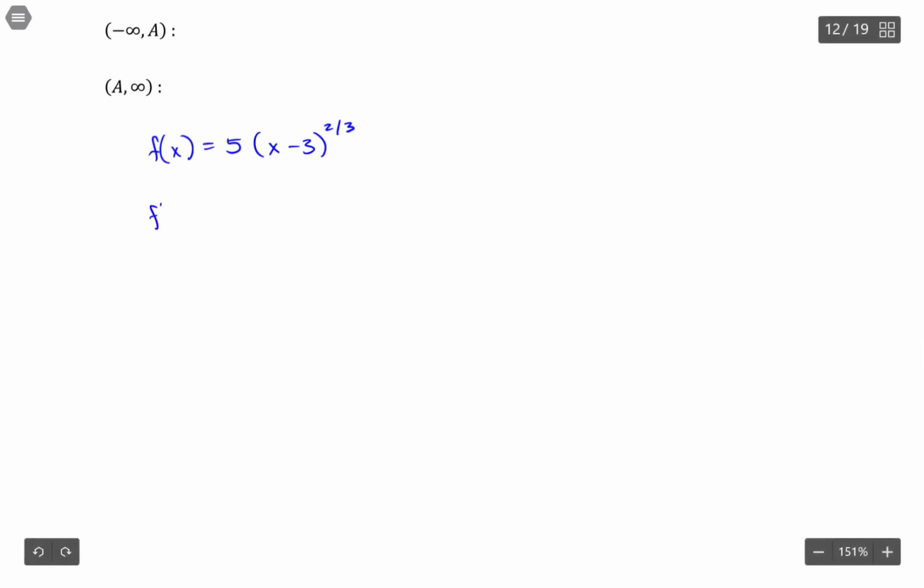Okay, so the first derivative here. Looks like I'm going to need the general power rule, which says I can bring the exponent down, leave the inside part of the function alone, and subtract 1 from the exponent. Then multiply by the derivative of the inside part. So it looks like I have 10 over 3 times the cube root of x minus 3 as my derivative.